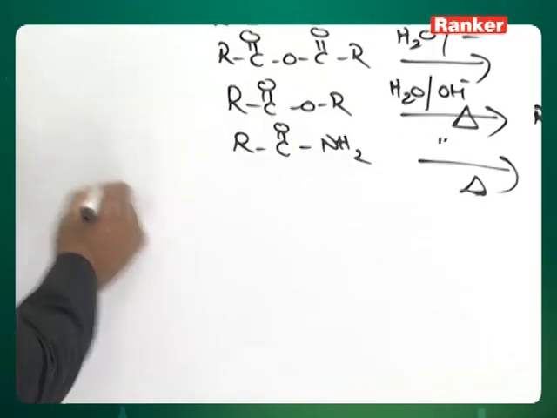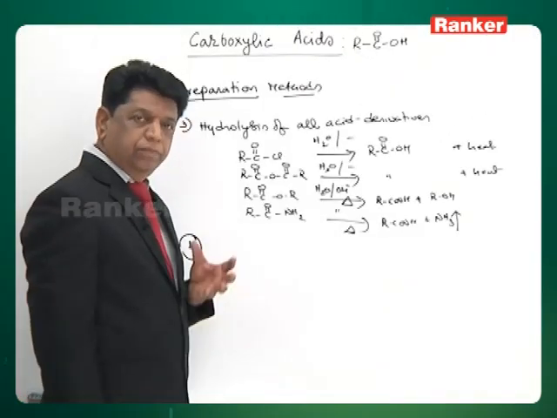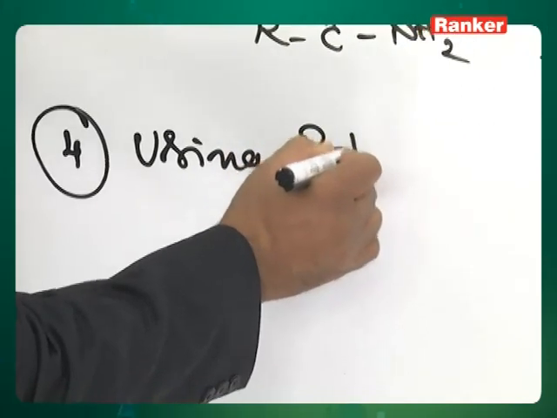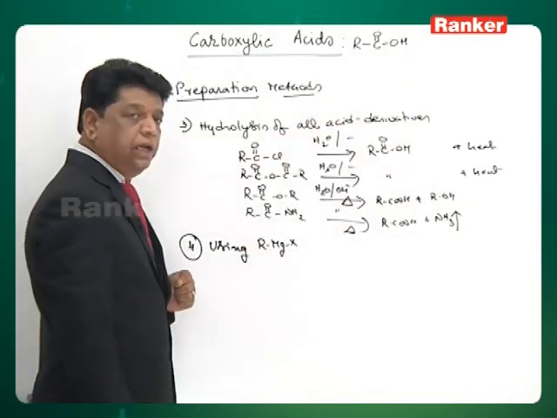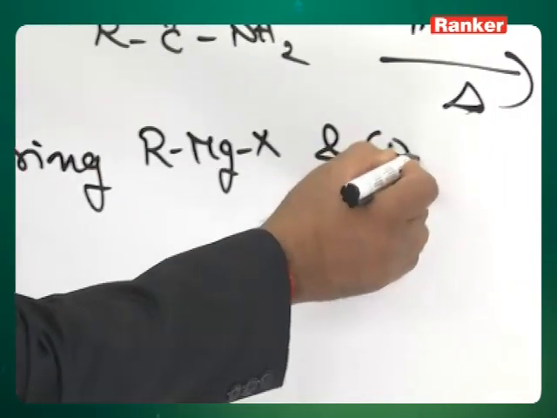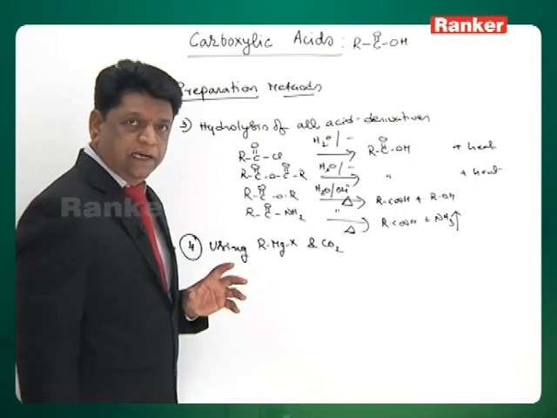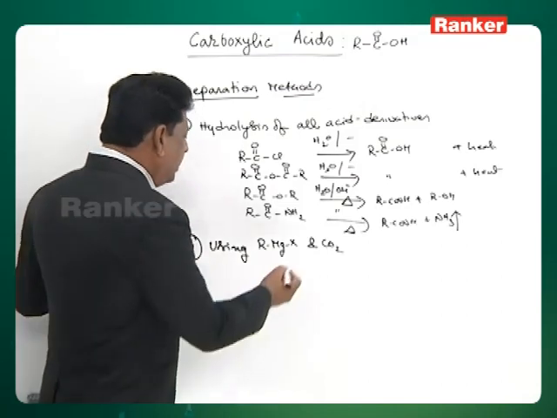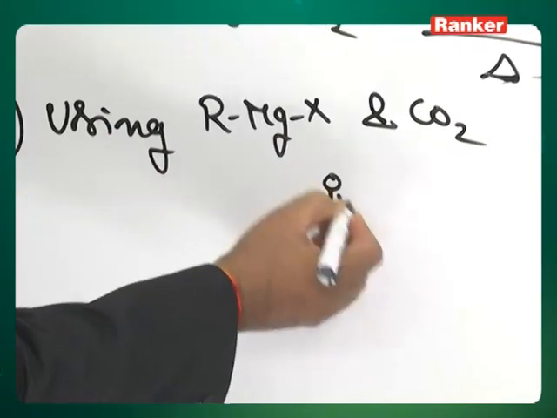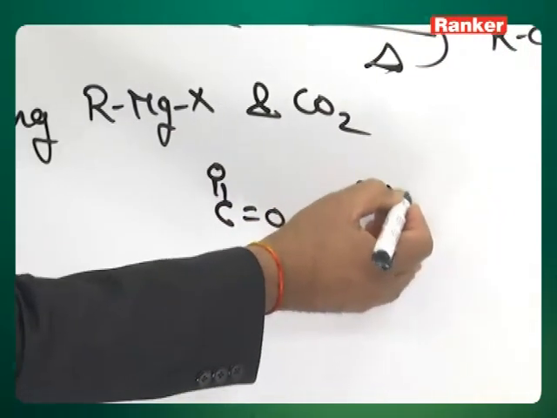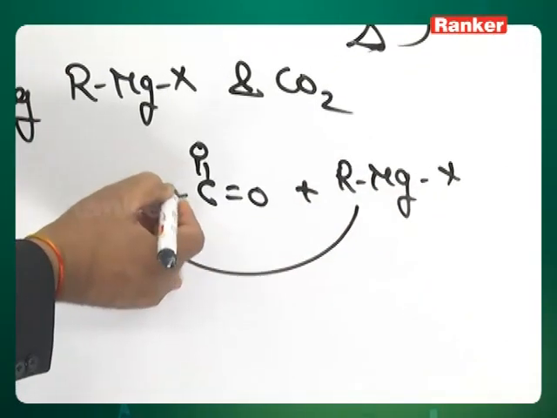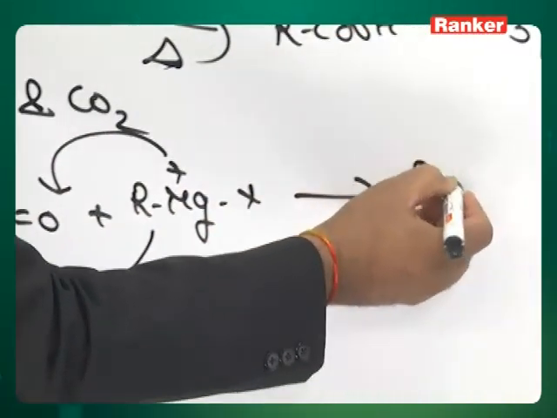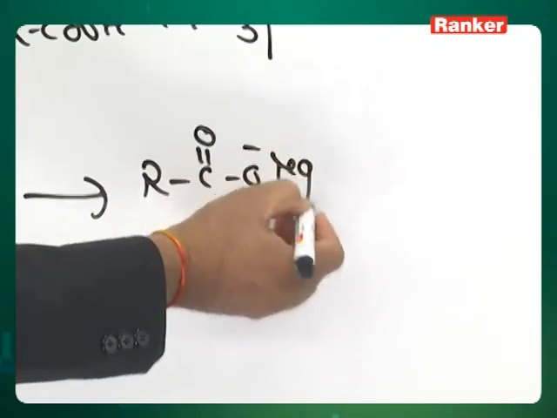Let us go for another method, that is adding RMgX to carbon dioxide, using RMgX, a well known reagent known as Grignard's reagent. RMgX is a very versatile reagent which can be added to several compounds like carbonyl compounds and so on. But you can add RMgX to carbon dioxide also. RMgX undergoes a nucleophilic addition, R adds on the carbon, magnesium plus adds on the O.